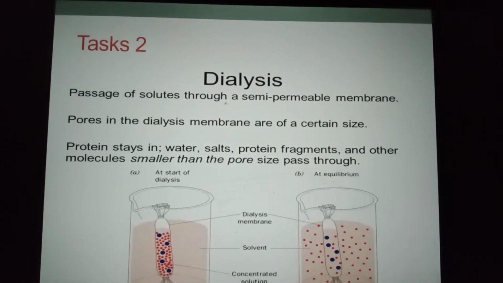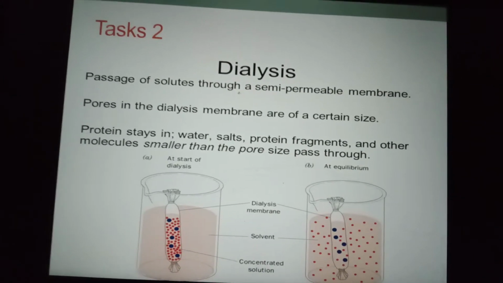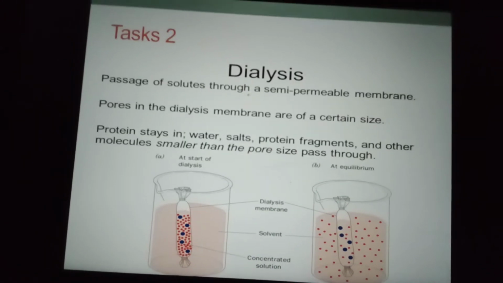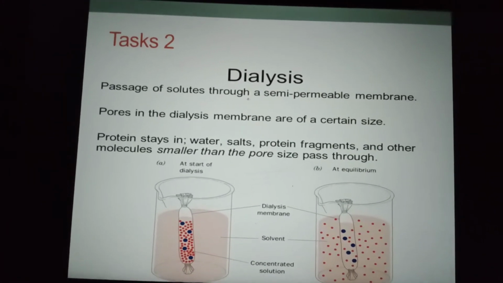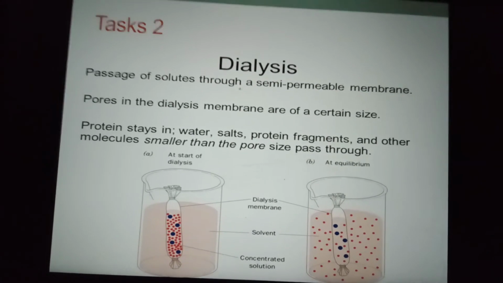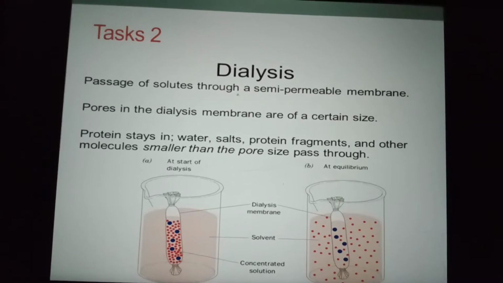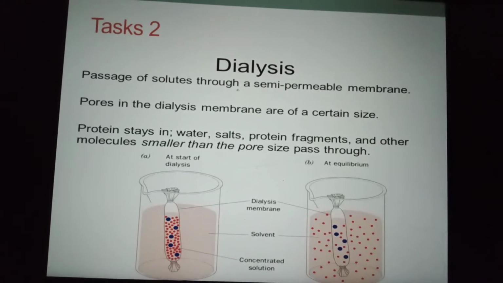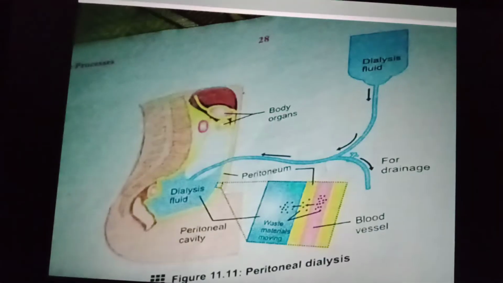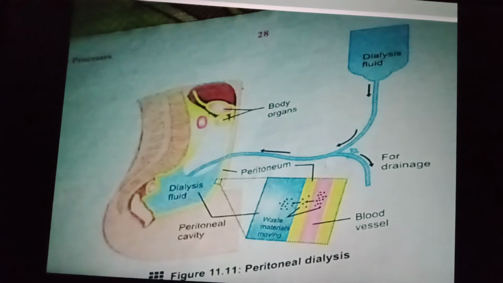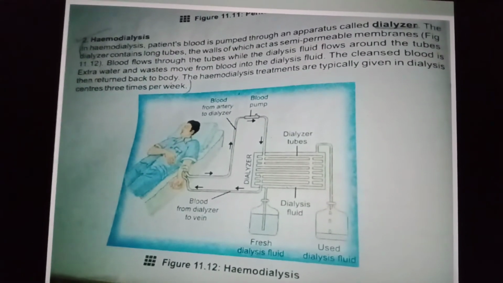And now it's time to discuss task 2, that is about dialysis. So dialysis means the cleaning of blood by artificial ways, and it is the passage of solutes through a semi-permeable membrane. Pores in the dialysis membrane are of a certain size. Protein stays in, while water, salts, protein fragments, and other molecules smaller than the pore size pass through. There are two types of dialysis: peritoneal dialysis and hemodialysis.